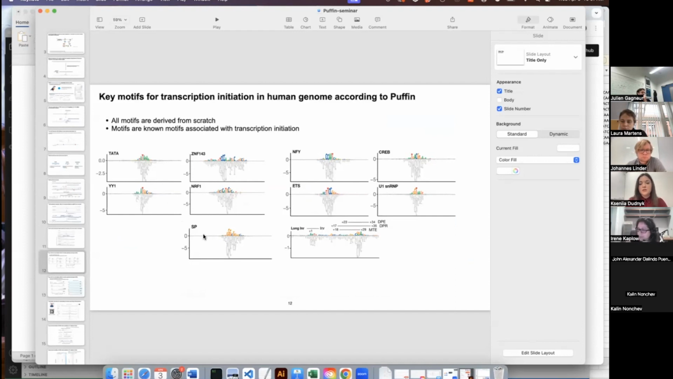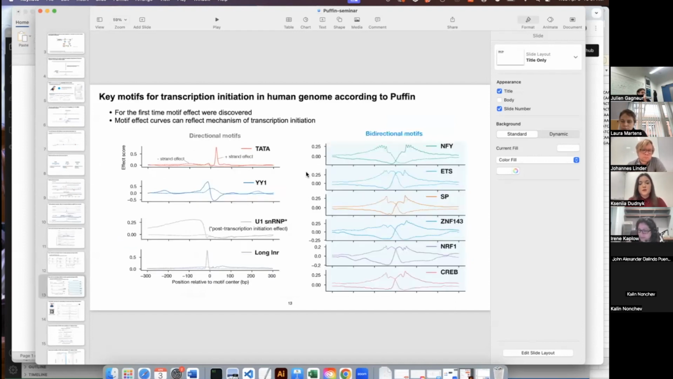The only difference we could see is that when we plotted the effect curve for, let's say, 20 tissues together, the overall shape is very similar, but the magnitude is higher. For some tissues, like the effect that ATS has, the magnitude is higher. But overall, the effect curve shape is very similar, and the set of motifs that we found is also very similar.